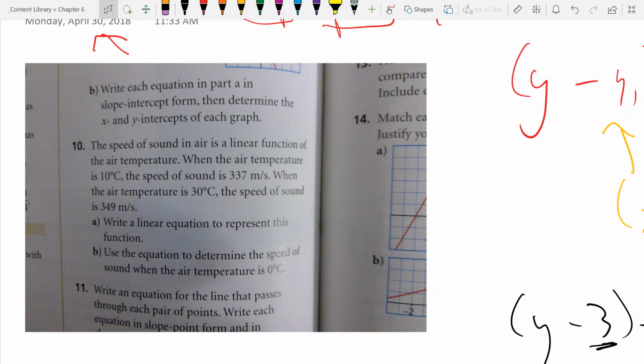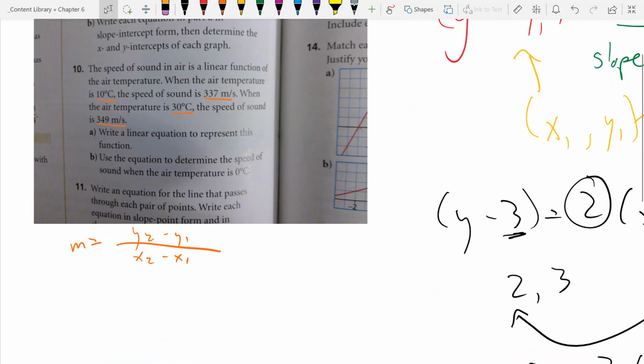So let's try doing a question like this. The speed of sound in air is a linear function of air temperature. When the air temperature is 10, sound is that. When the temperature is that, the speed of sound is that. So I'm going to write an equation. The first thing I want to find is slope. I'm going to use my formula, y2 minus y1 over x2 minus x1. I think temperature is going to be my x-axis, and the speed of sound is going to be my y.